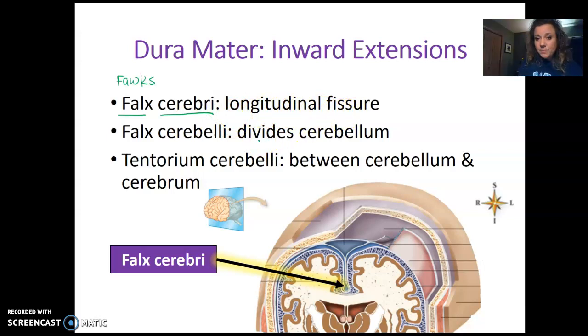But the same thing is going to happen in the cerebellum. Remember, the cerebellum is that cauliflower-like structure that hangs off the back of the brain, just inferior to the occipital lobe. This is called the falx cerebelli. And finally, we have another similar infolding of our dura mater called the tentorium cerebelli. And this is found between the cerebellum and the cerebrum. So again, you're going to see probably a fragment of that when we dissect our sheep brain, but make sure that you know these inward extensions because this was the last of those objectives.